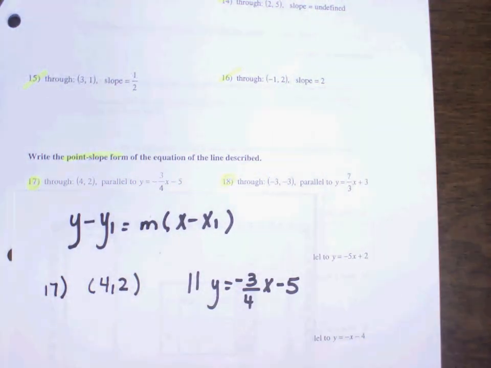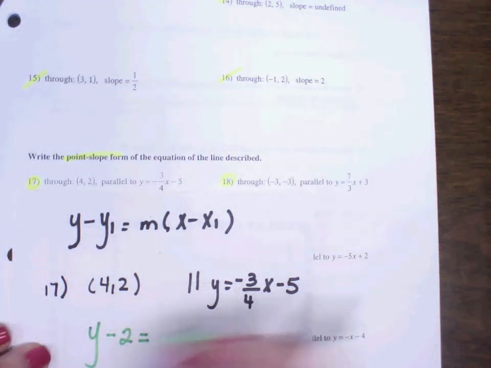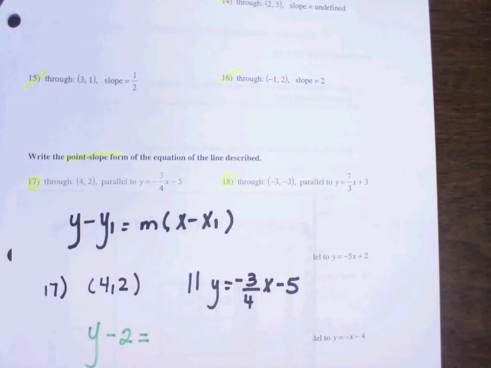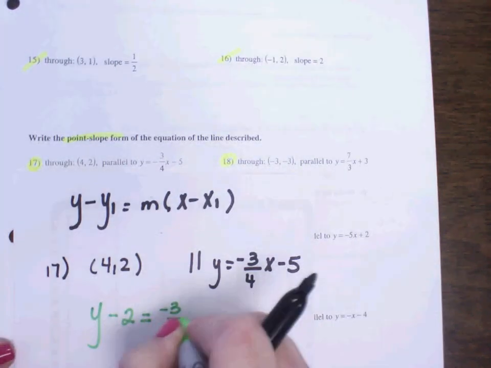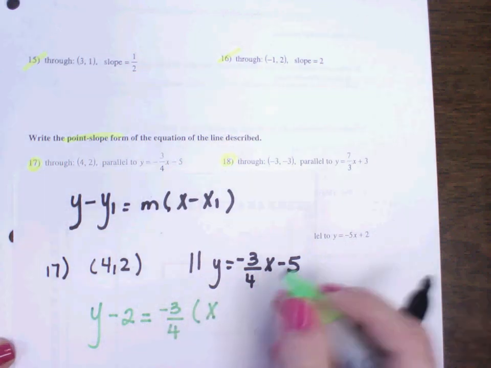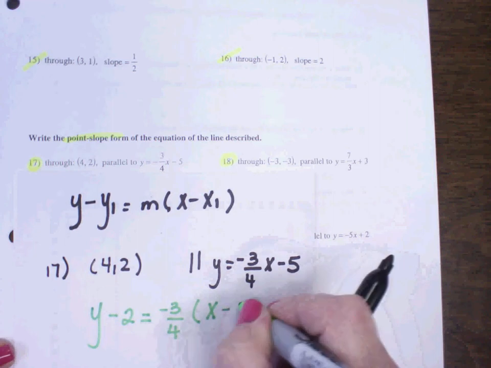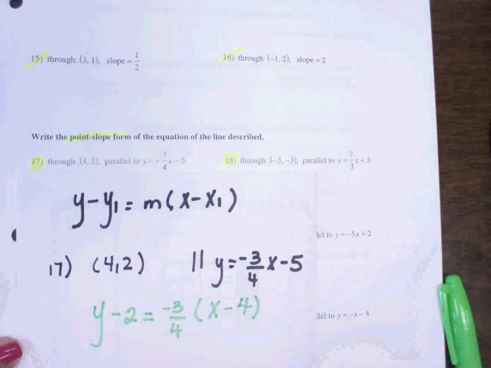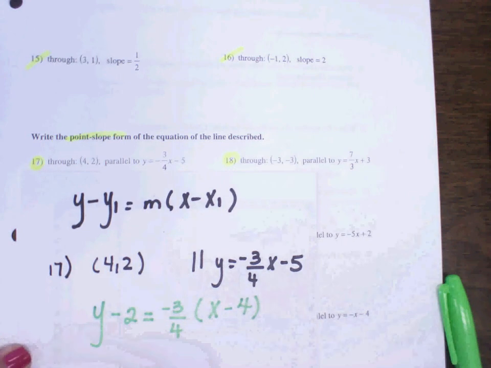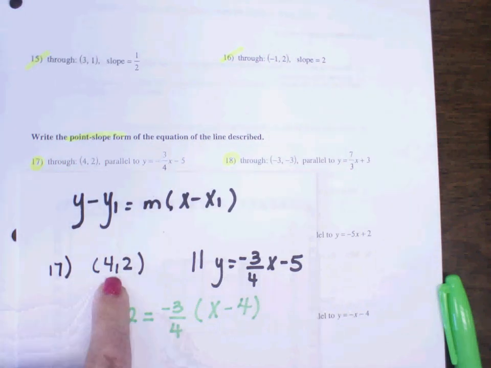All right, so let's go ahead and write it. y minus 2 equals. Very good. If they're parallel, they should have the same slope. So negative what? 3/4 x minus 4. There you go. x minus 4. And you're done. Yay? I thought it was x minus 5. Where's the 5? Oh!